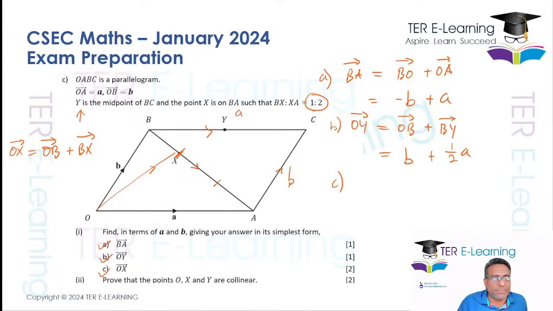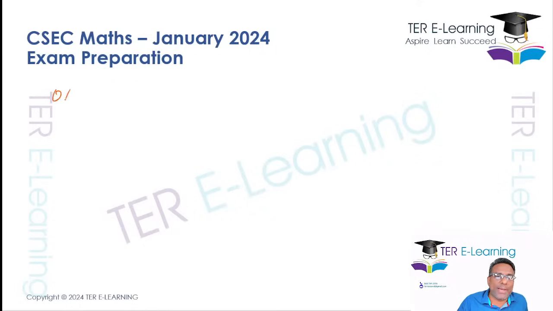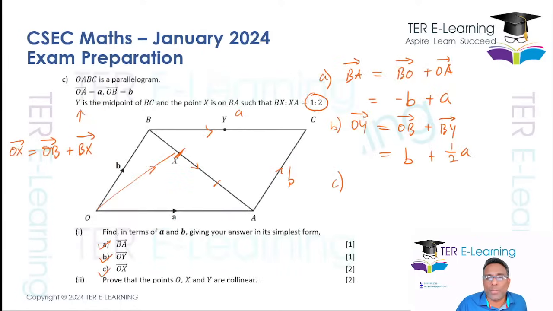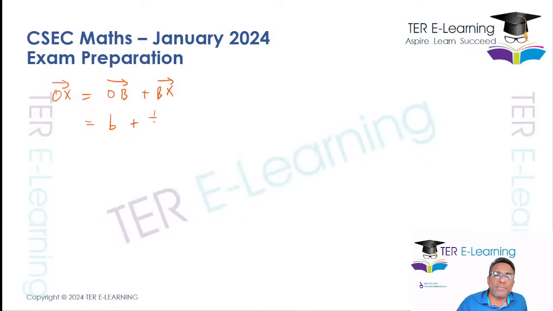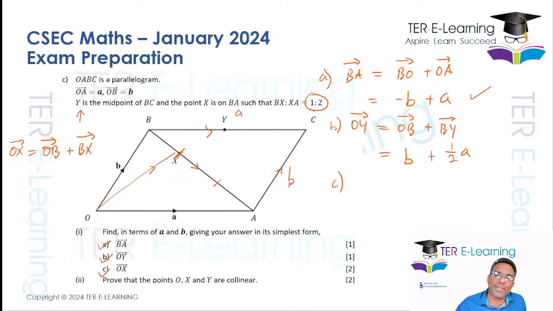Yeah, let me do it on the next page, yes? So OX is equal to OB plus BX. OB, we know that's vector B, plus BX. Now what is BX? Based on the line here, because the line is divided in a ratio 1 to 2, BX is actually 1/3 of BA. So this is going to be 1/3 of whatever BA was. But you worked out BA already. That's here. That's minus B plus A.